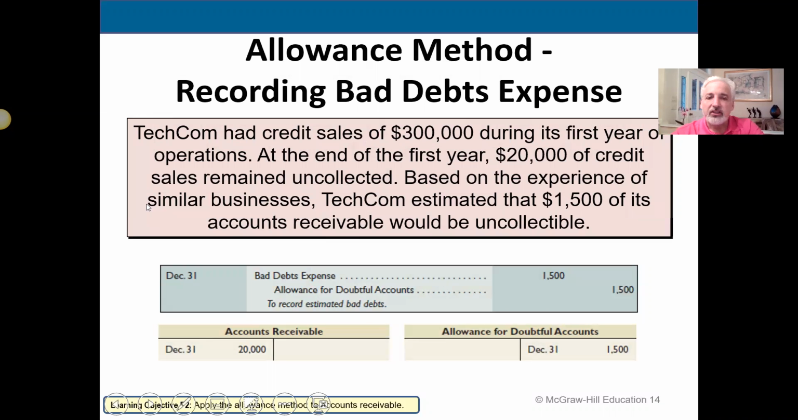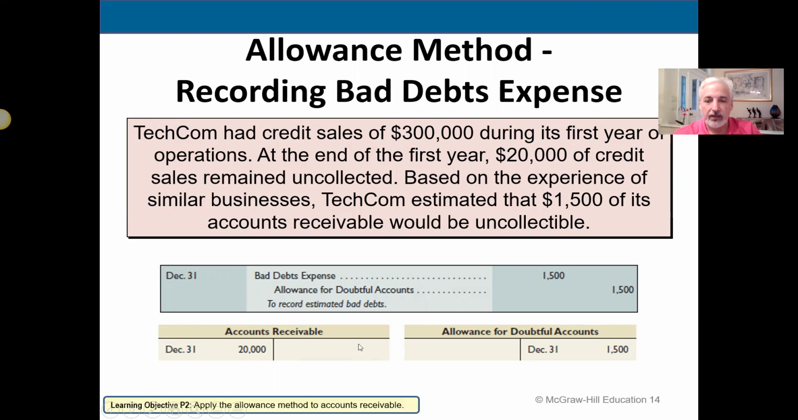So record bad debt expense. They have credit sales of $300,000 during the first year of operations. At the end of the first year, $20,000 of credit sales remain uncollected. Based on the experience of similar businesses, they estimate $1,500 of its AR would be uncollectible. So after our first period, we say $1,500, we debit the expense and credit the allowance.